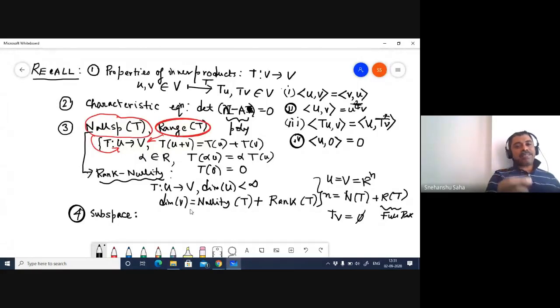So if you claim that the null space of T is a subspace of U, you have to be able to show that it satisfies those two properties, and the same thing applies to the range of T. Okay, now I think I should also give you an example, or rather just talk about it.